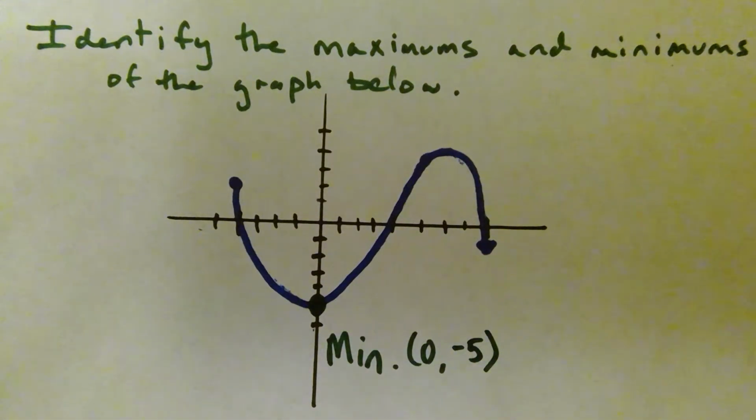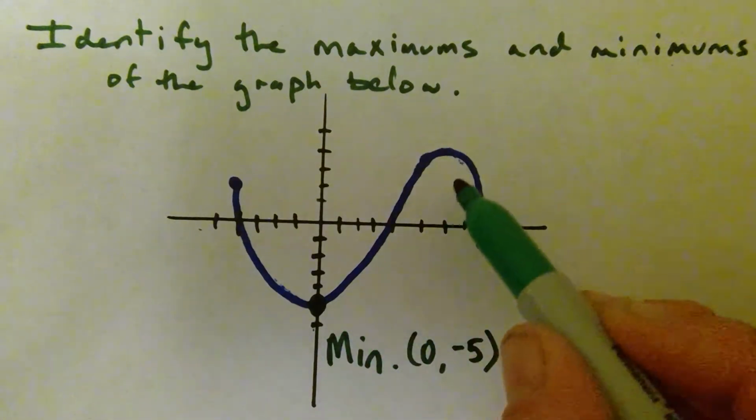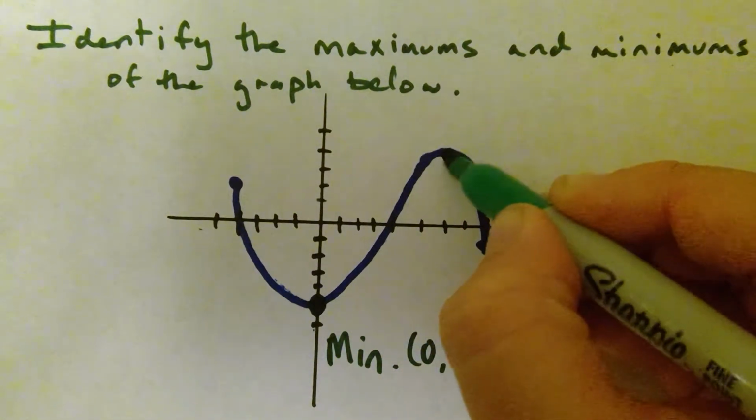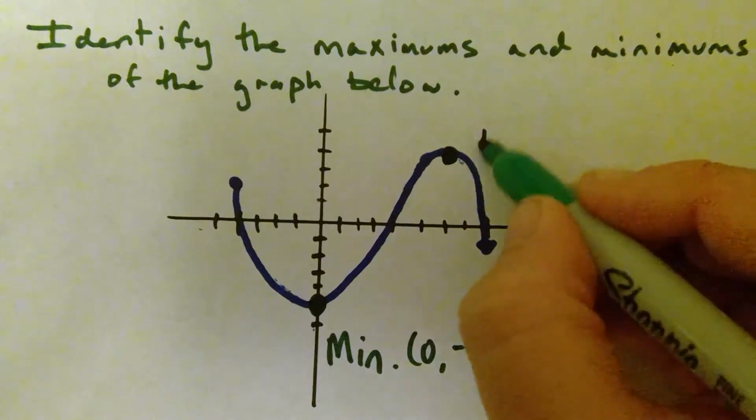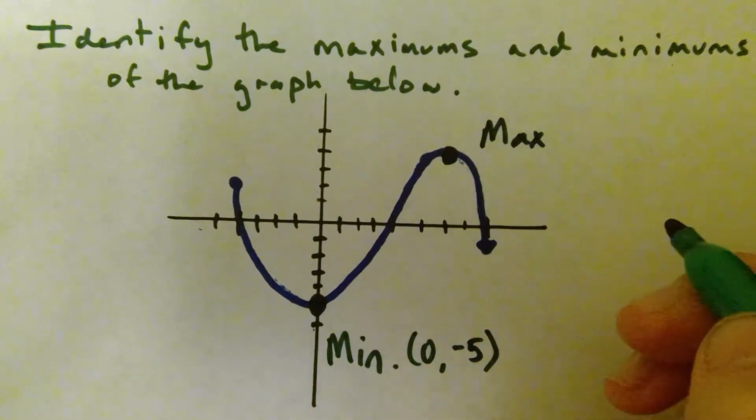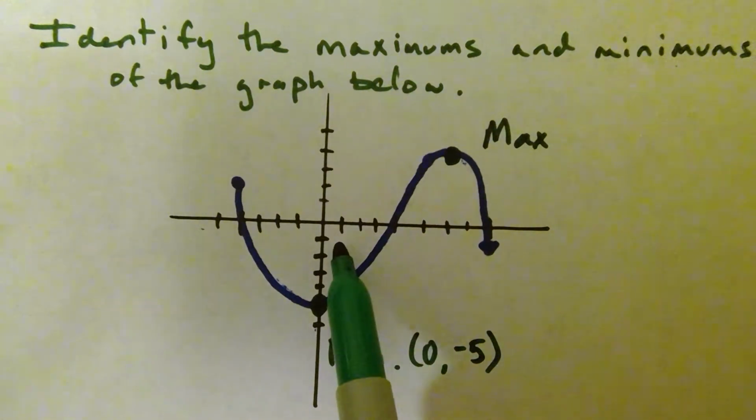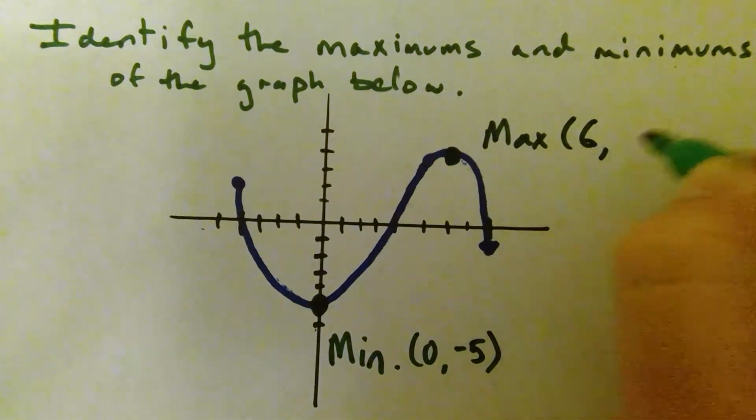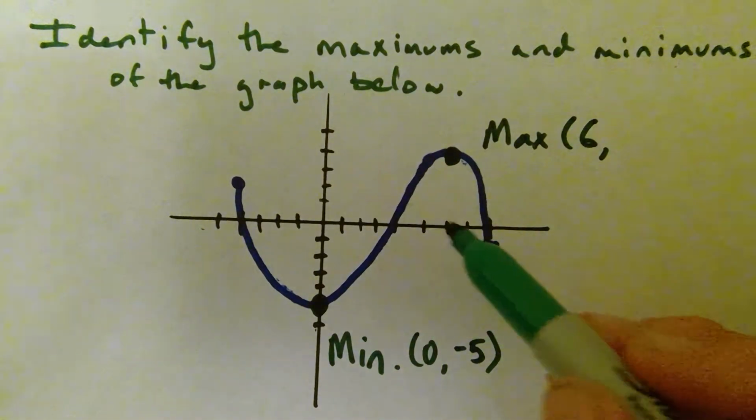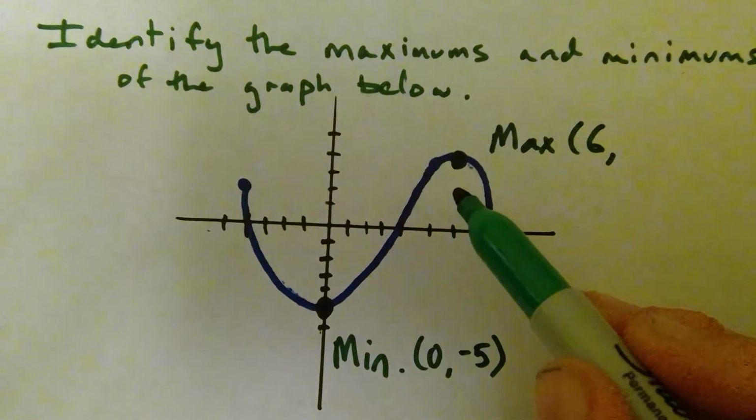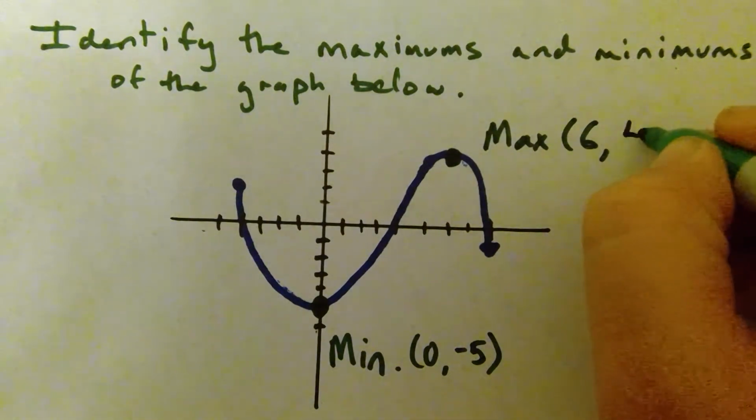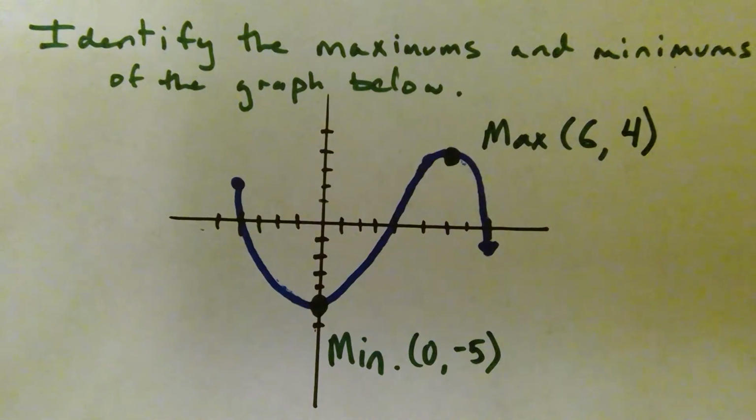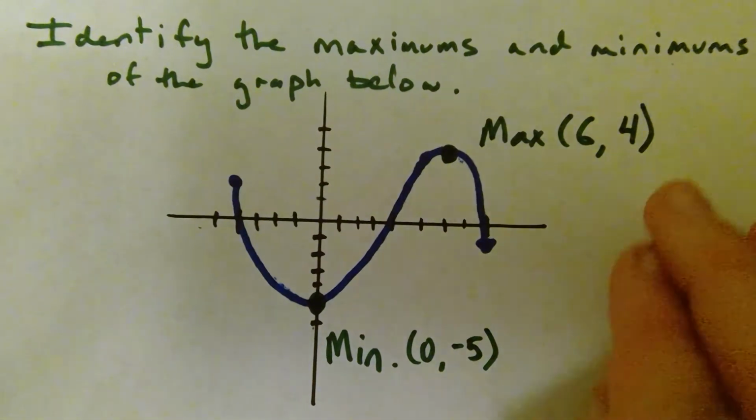Now I'm tracking my graph. Here's the highest point. That's going to be called a maximum or a max. And then that point is at 1, 2, 3, 4, 5, 6. It's a little bit different than the first graph. And then up, what is that? 1, 2, 3, 4. A max at 6, 4. Okay, so minimum is the lowest point, maximum is the highest point.